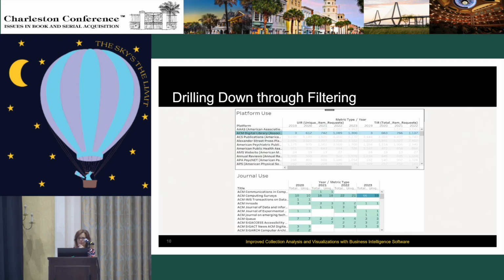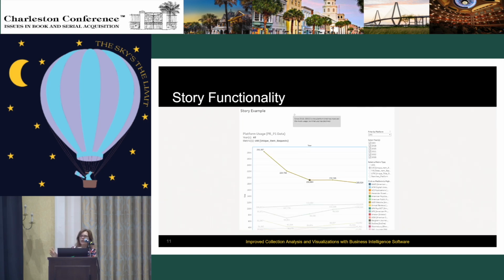data for it. You can drill down through filtering, so you can put multiple database dashboards together. This top is actually platform use. You can start with that, but if your users want to drill down into one of those platforms, like ACM Digital Library, then if they click on that, the bottom is what pops into your dashboard, and that's just the journal titles in ACM. So you can make it very easy for your users to start drilling down through the data. And the last one here is a story functionality that they provide.